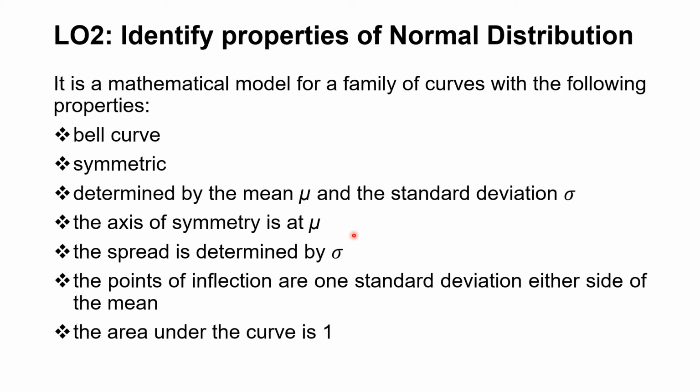The points of inflection are always 1 standard deviation to the left and to the right of the mean. And the area under the curve, which represents probability, is always 1. You have learned the concept of probability; you can't have a probability value higher than 1.